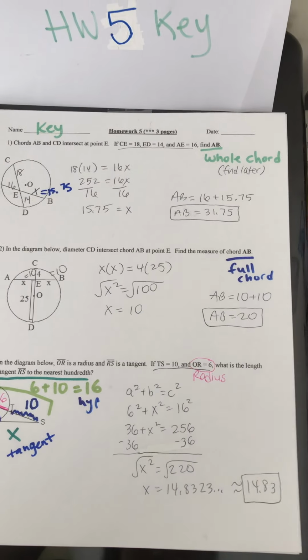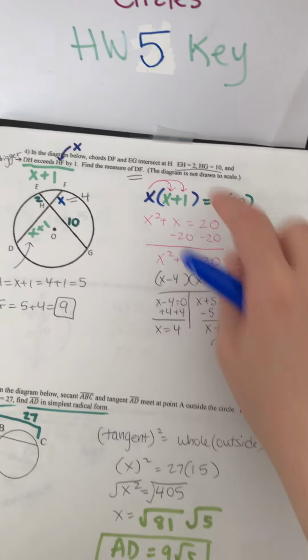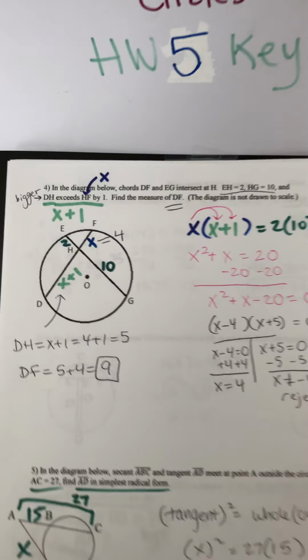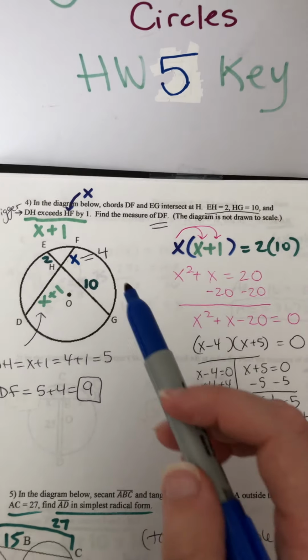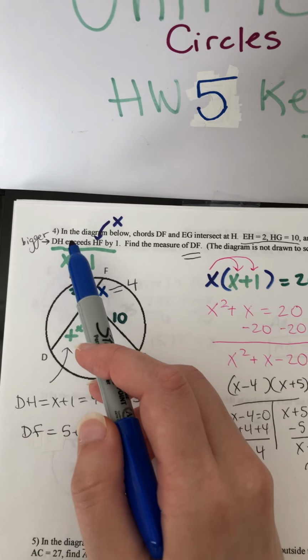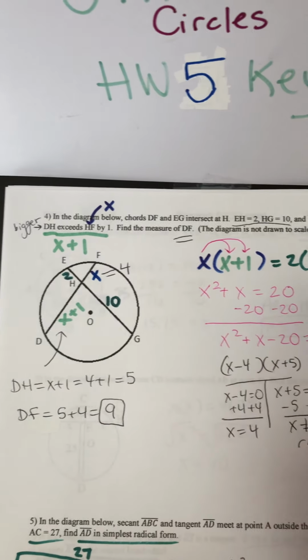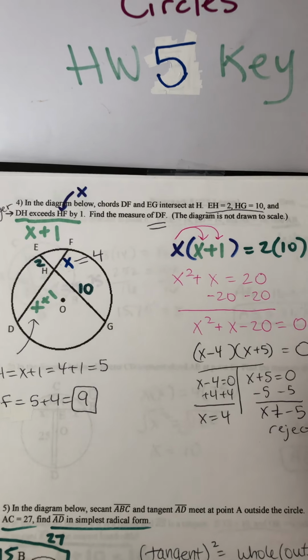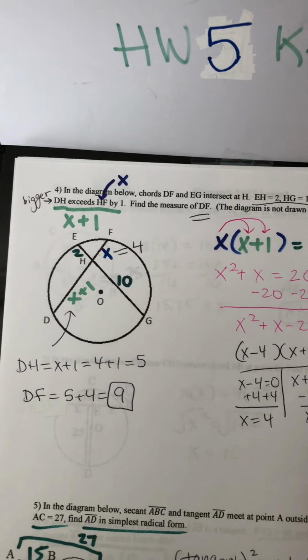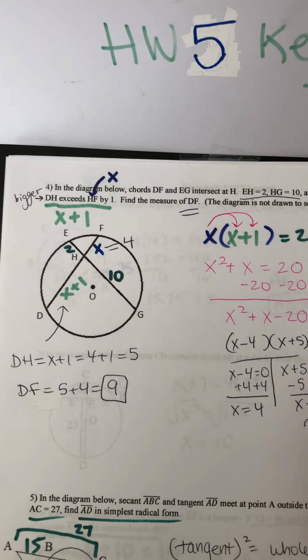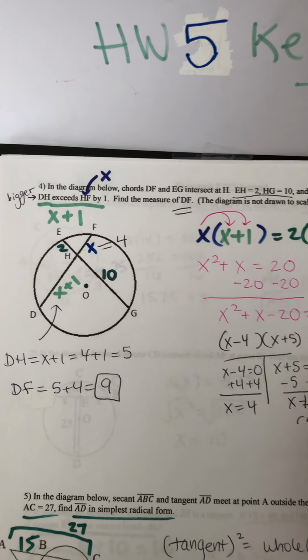Okay, second page also has a chord question. And in this diagram, we didn't have any labels, so we had to use the words of the question. So to start off with, let's read it. In the diagram below, chords DF and EG intersect at H. EH is 2. Okay, take 2. HG is 10. Put the 10. And DH exceeds HF by 1. Find the measure of DF, and the diagram is not drawn to scale.